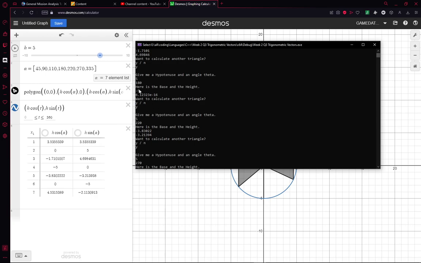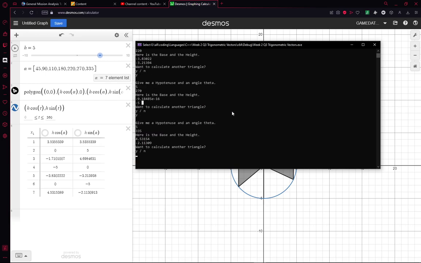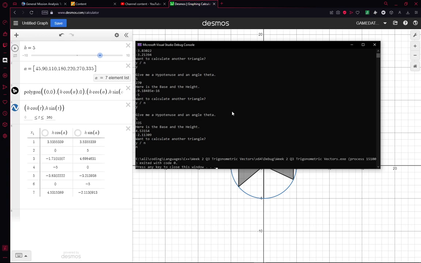And then let's check one more. 180, negative 5, and 0. Yep, this program works well, and then if we want to exit, we do what I explained before. We type in N, and it closes.